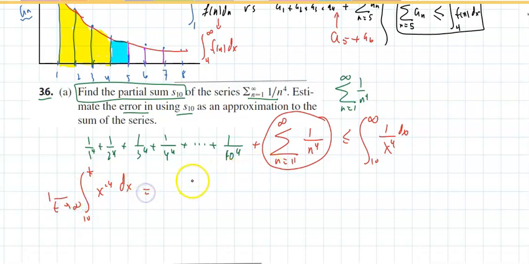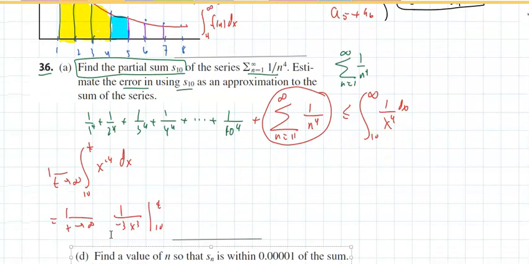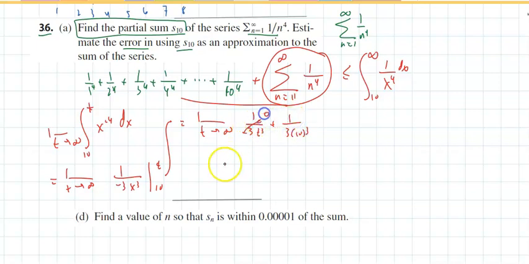I'm going to work sideways instead of moving downwards. That's going to equal the limit as t approaches infinity of x to the negative 3 over negative 3, so 1 over negative 3 x to the 3rd evaluated from 10 to t. You know what? Let me not break my rule, because that's how I wanted to work on the test. Downwards. And that's going to be the limit as t approaches infinity of 1 over negative 3 t cubed plus 1 over 3 times 10 cubed. That would be 0. And the error is less than or equal to 1 over 3000.